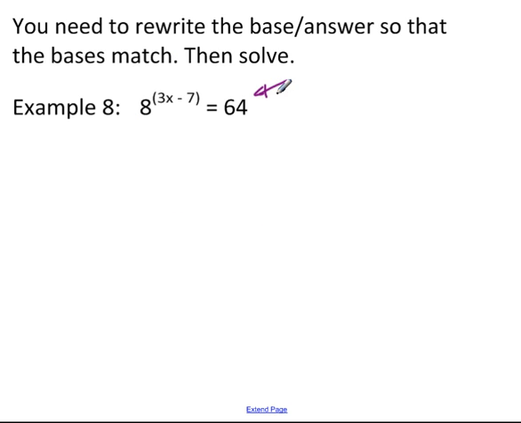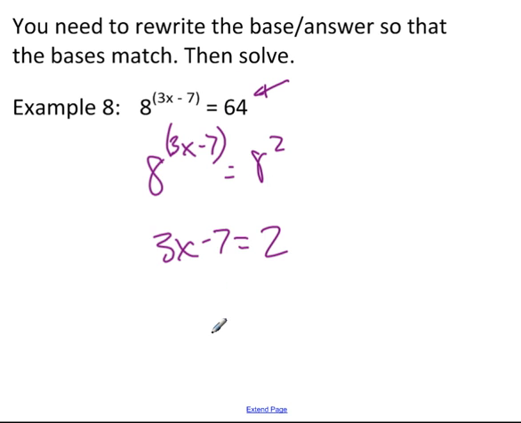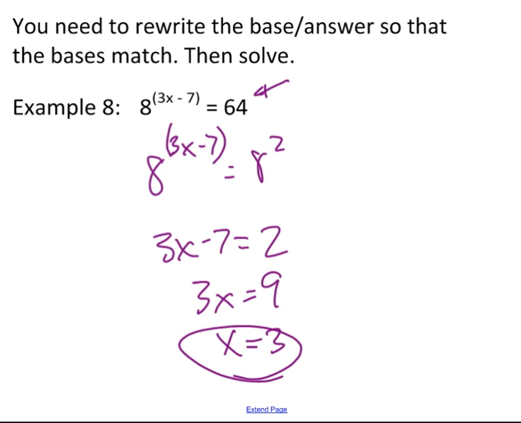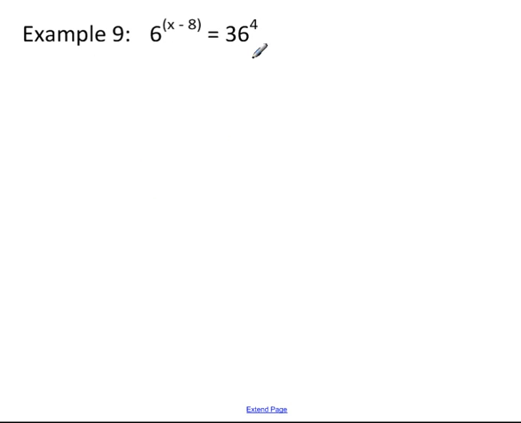So we look at things like this and we think, well, how do I get a 64 to be an 8? Well, that'd be 8 squared. So now I can take my 3x minus 7 equals 2. I'm not going to show all our steps all the time anymore, because if you can't solve a two-step equation by now, then you're not going to be doing very much of this well anyway. And that's that.